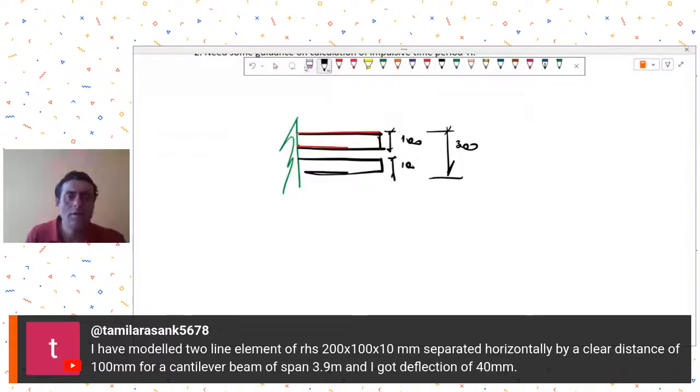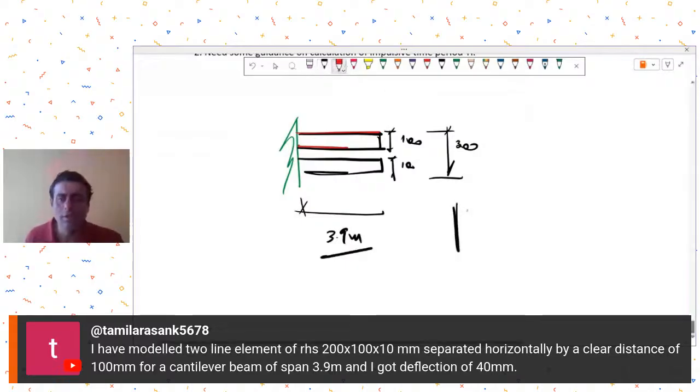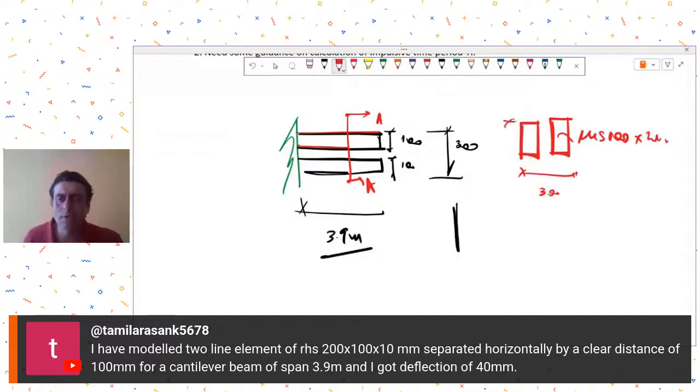So it's very easy to check this cantilever by manual calculations. Why don't you check it with manual calculations? If you were to see this cross section, it looks like this, where these are your RHS 100 cross 200 cross 10. This width is 300 and this depth is 200. So you just check it for your cantilever deflection.